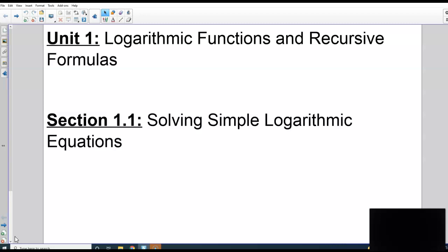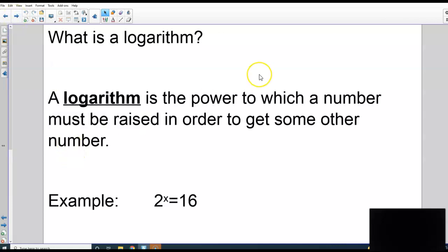I think recursive formulas are going to be new to you, but they're kind of fun. Usually students last year kind of liked them. So I think we'll do fine with that. So let's start just going over sort of what is a logarithm.